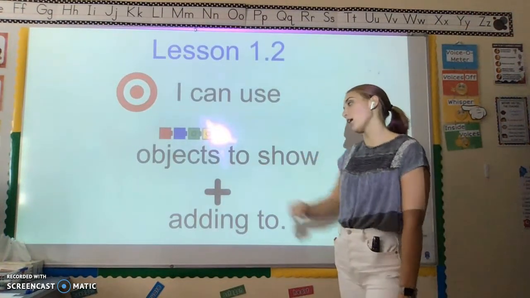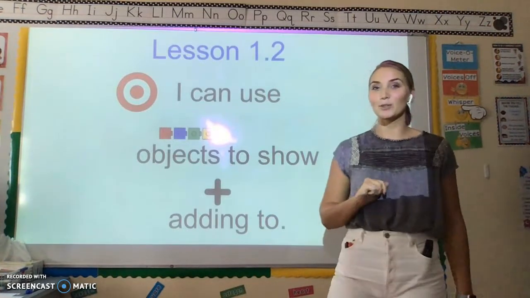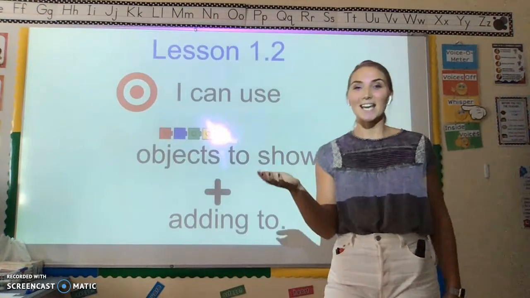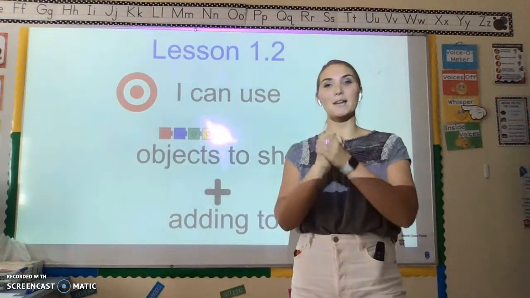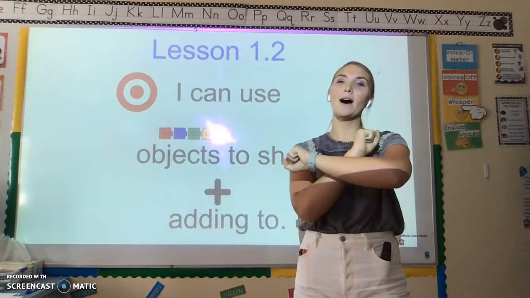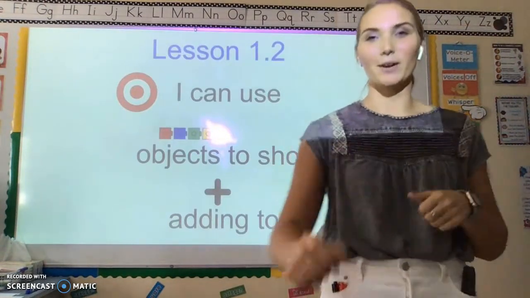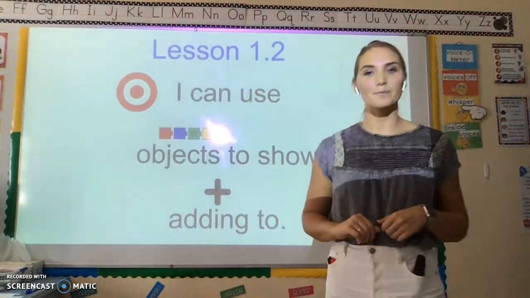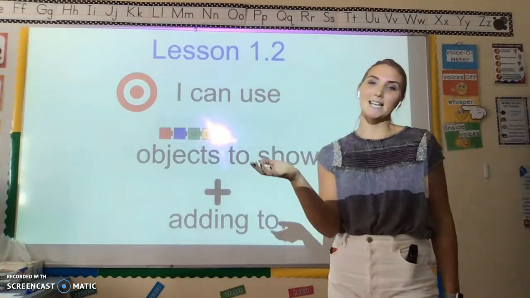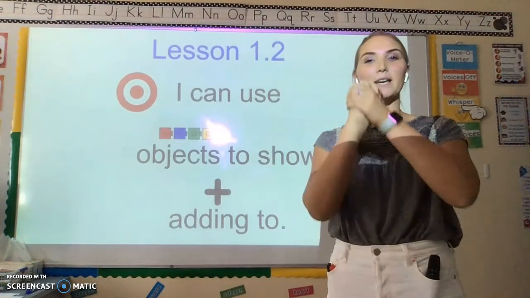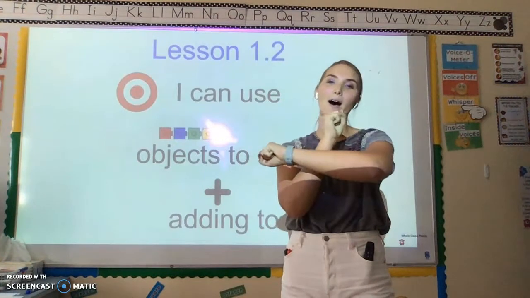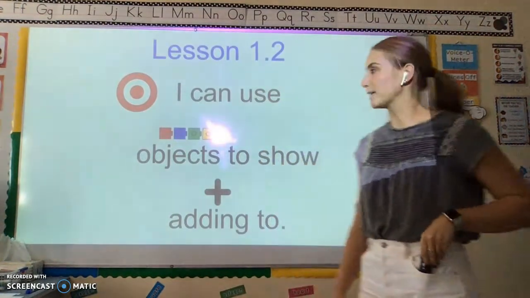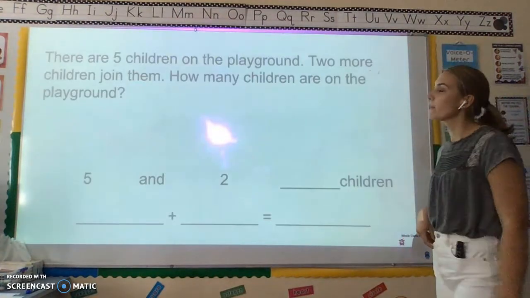So we are going to use our objects to show adding to. And we know what that word means. Addition is taking two parts and putting them together, add them up, more is better. All right, boys and girls, do it with me one more time. Addition is taking two parts and putting them together, add them up, more is better. So let's take a look at our examples today.